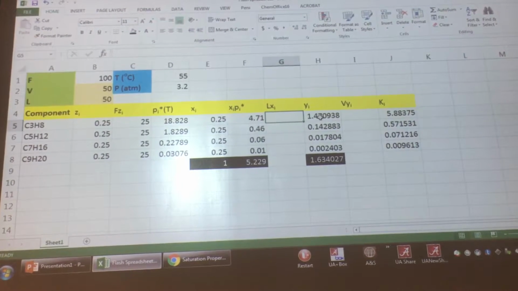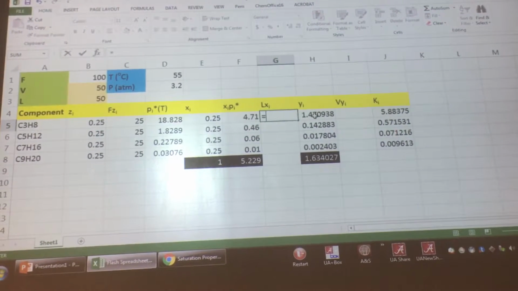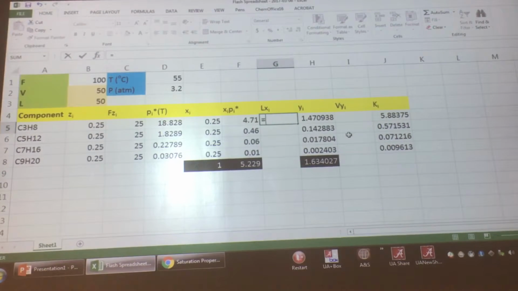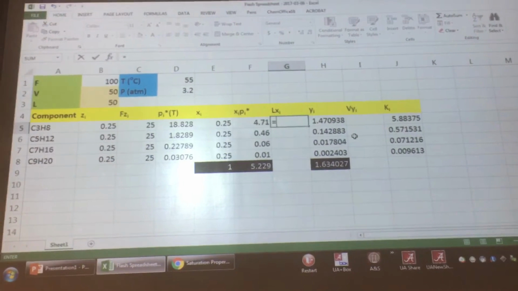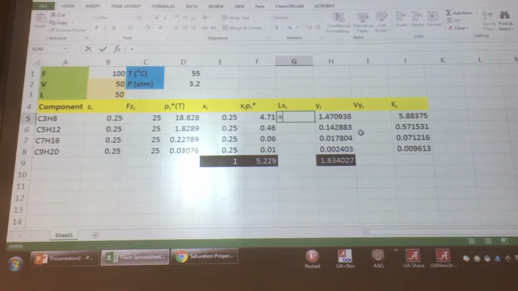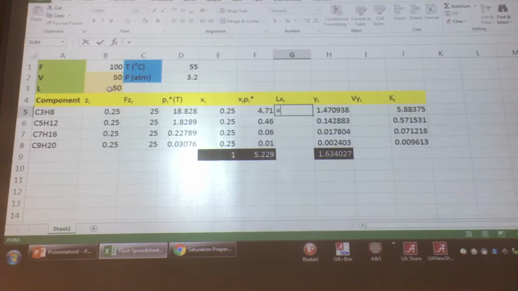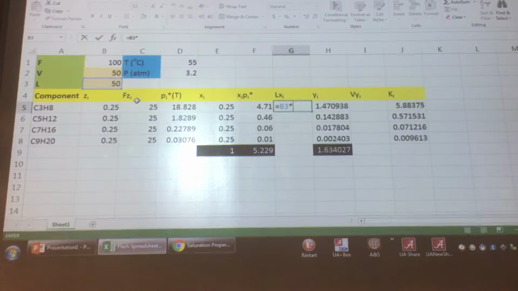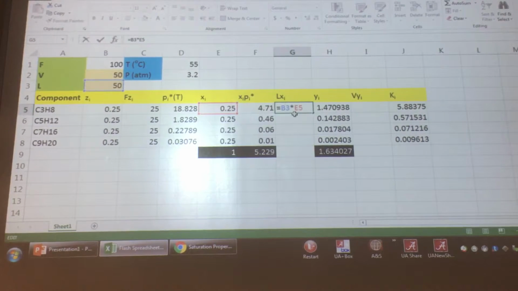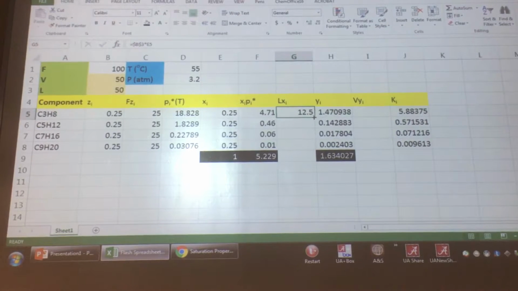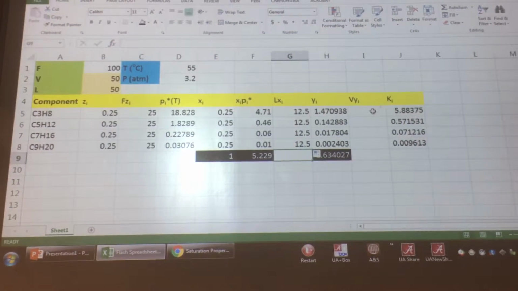So let's go ahead and fill out the rest of the spreadsheet. Maybe we will get done with this today, and figure out what to do on Wednesday. But we could do 8 components. No, it's no different, right? 4 is enough. So L times xi, and V times yi.